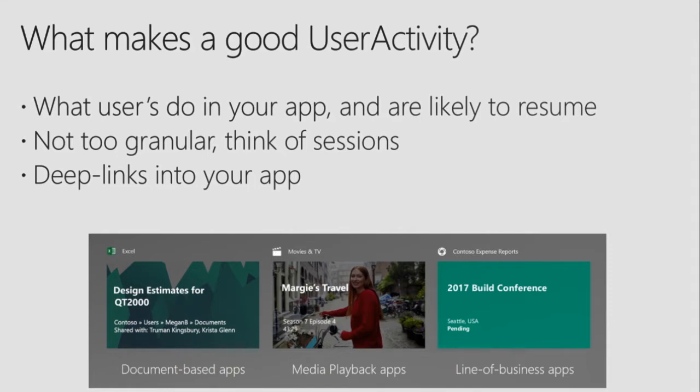And lastly, ensuring that you have deep links to your app that take the user to the content that is relevant for them. So in line of business applications where you have specific workflows, like for example, an expense reporting app, you could have an activity for that specific expense report and then take the user to it so that he or she can continue working on that report.